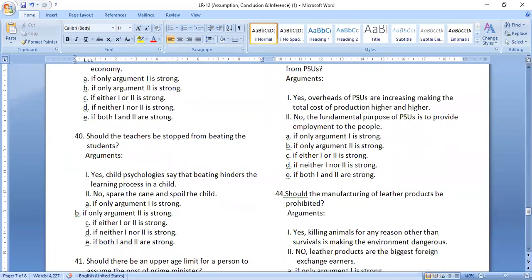Okay, so should the teacher be stopped from beating the student?